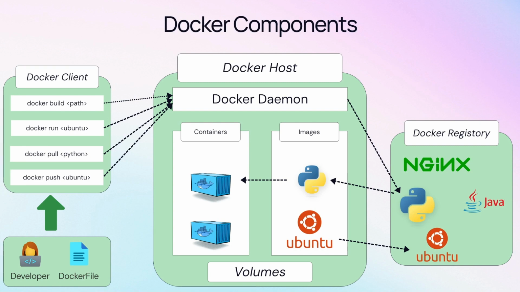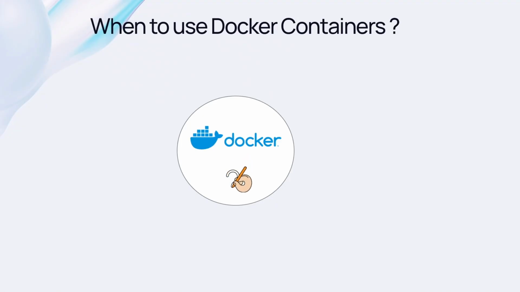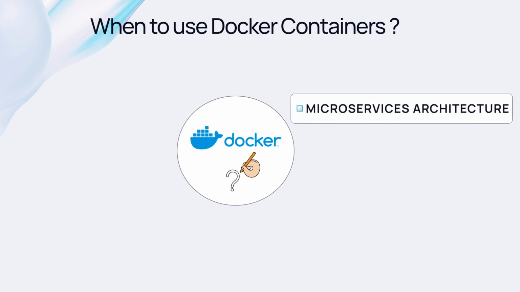So these are some basic components and architecture of Docker. Now let's see when to use Docker. Microservices architecture: Docker containers are well suited for microservices based applications. Each microservice can be packaged as a separate container, making it easier to manage, scale, and update individual components of your application independently.